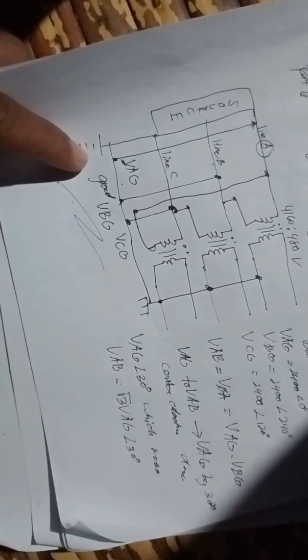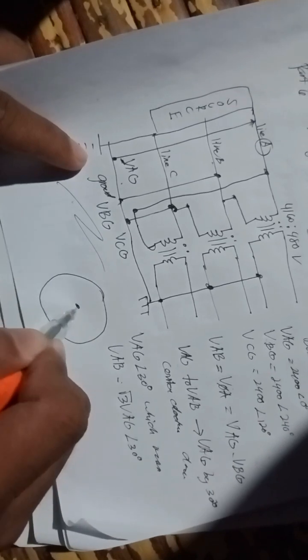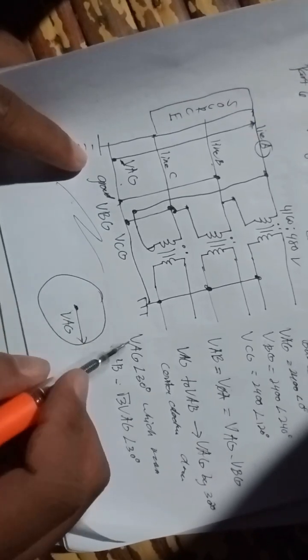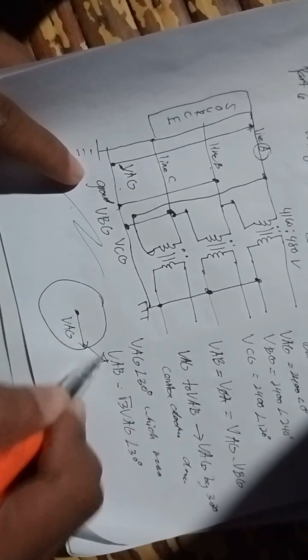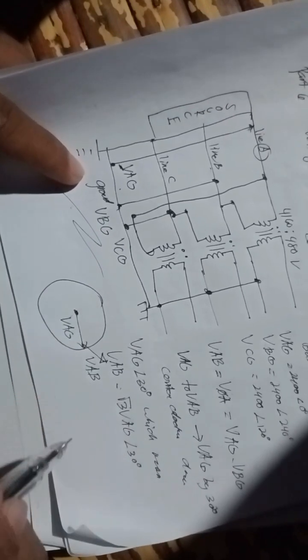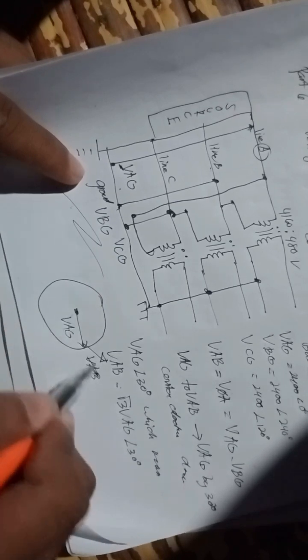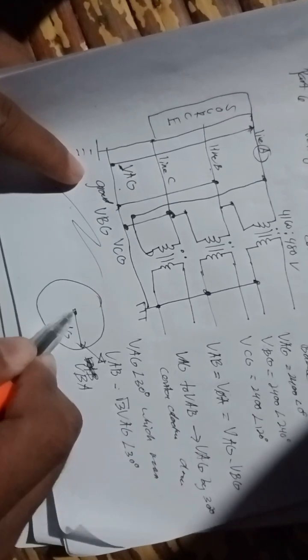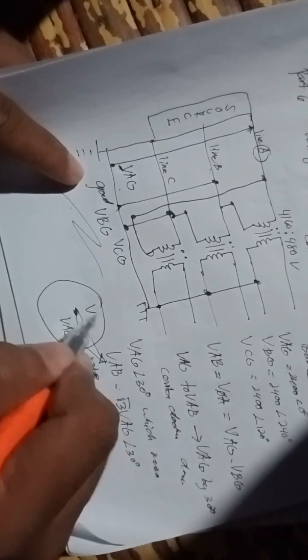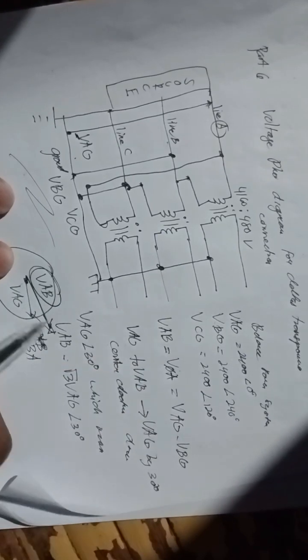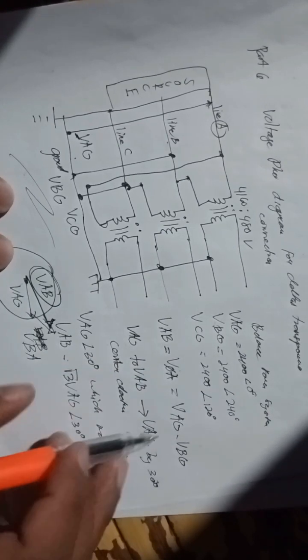So in our phasor diagram, this is our reference, this is our VAG. This will become our VAB, right? I mean this will become our VBA rather, and this will become our VAB. Right? Easy to see. So this point will become our VAB.